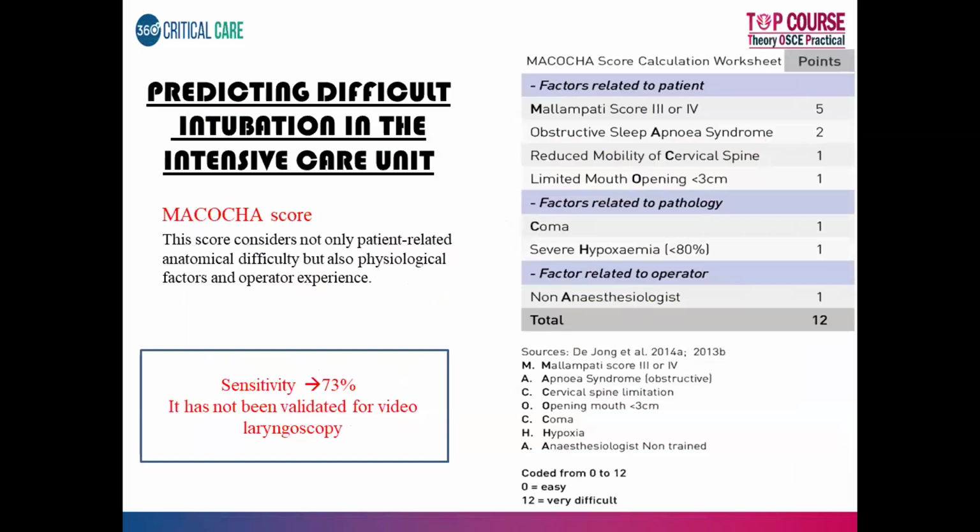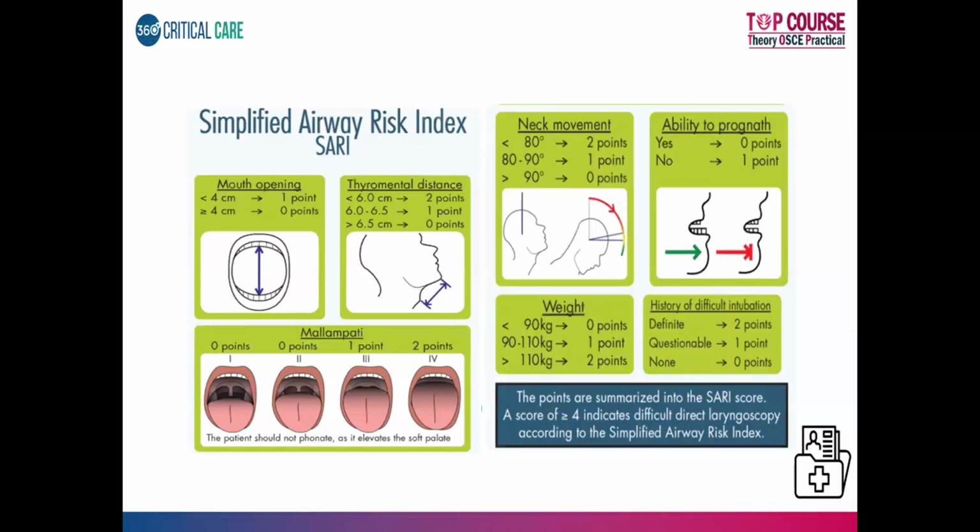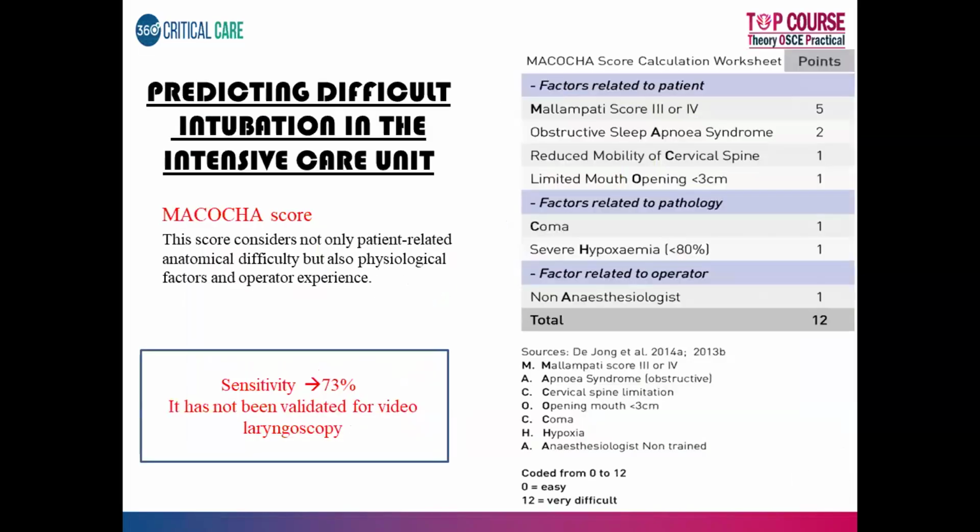Predicting difficult intubation. This is for difficult laryngoscopy. This is for difficult intubation in ICU. So you have the MACOCHA score. So what does the MACOCHA stand for? M for Mallampati score 3 or 4.